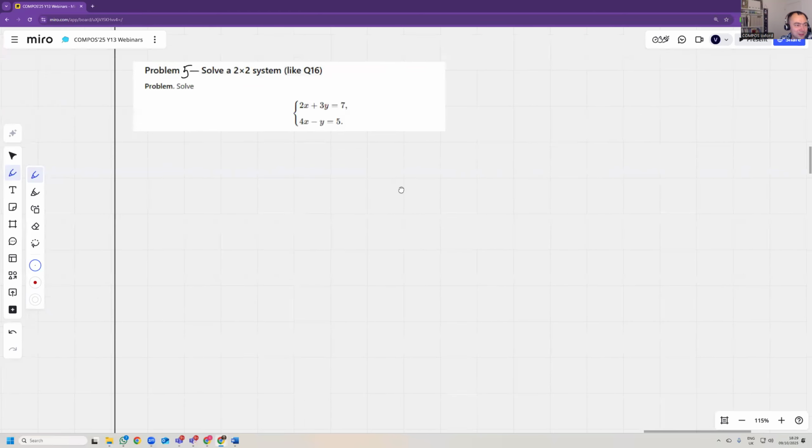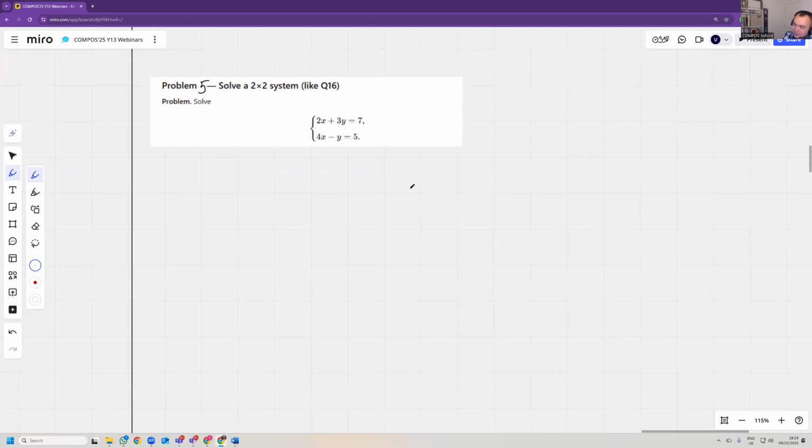Now, problem 5, I'm going to solve this problem using the same method, Gauss-Jordan method. So here I have a system. Well, yes, you've done these in year 8, right? Of course. What am I doing here? I'm giving you simultaneous equations and saying solve the simultaneous equations. Obviously, I want to demonstrate the method here.